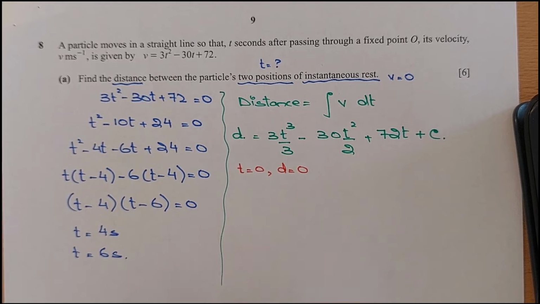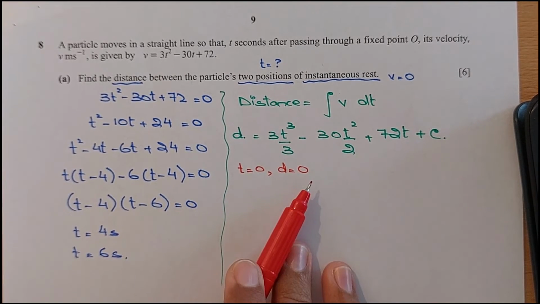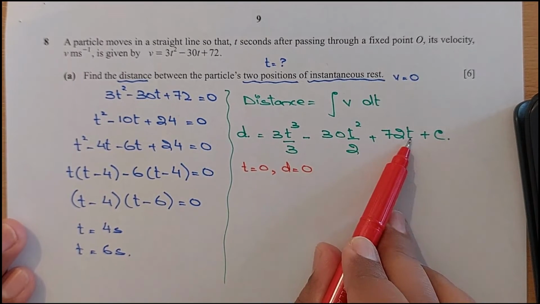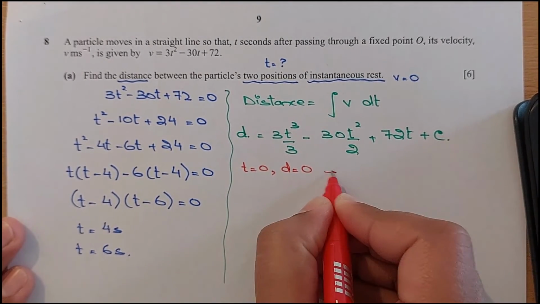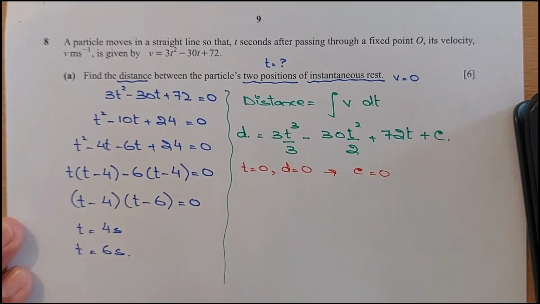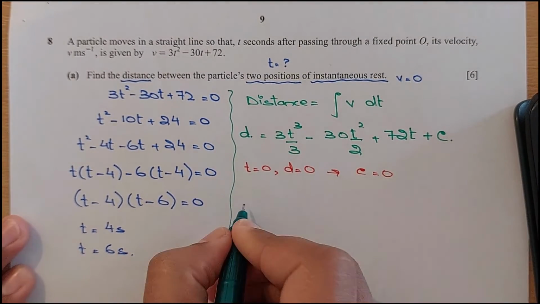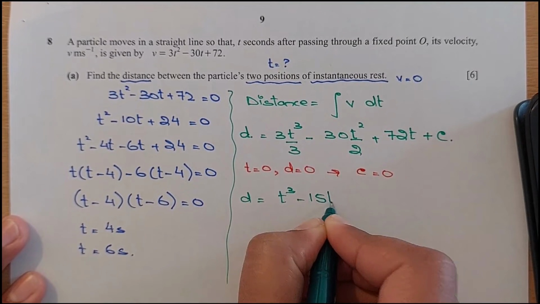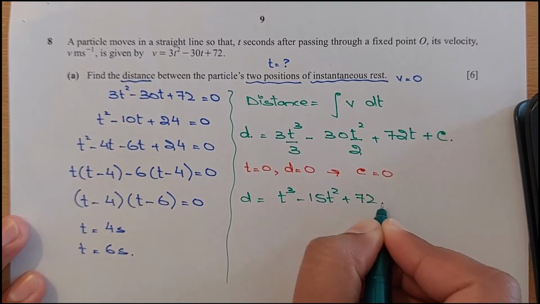This is obvious. The condition is that when the time is 0, there is no distance traveled. So putting t equals 0, distance equals 0. So from here the constant of integration is equal to 0. So we got the distance is equal to t cube minus 15t square plus 72t.